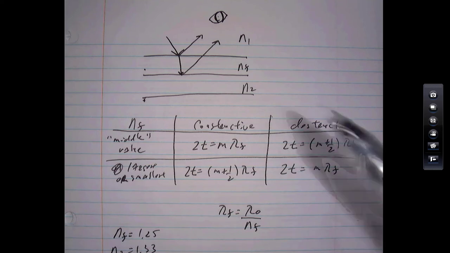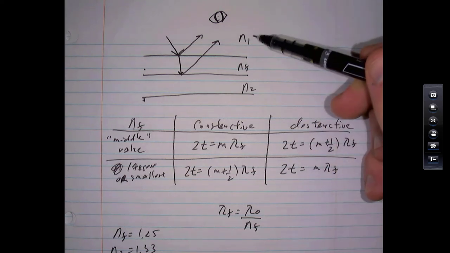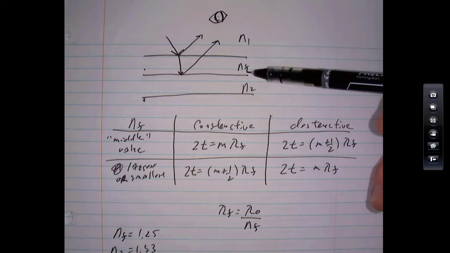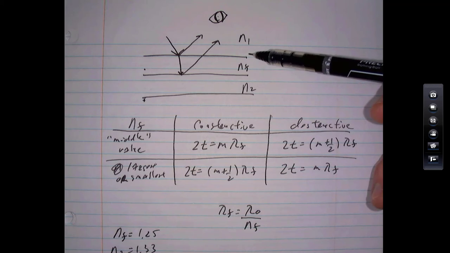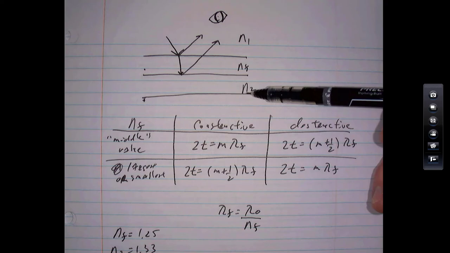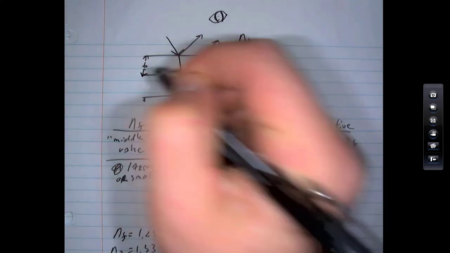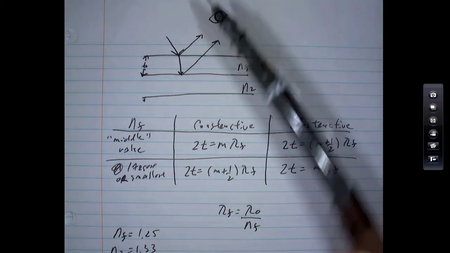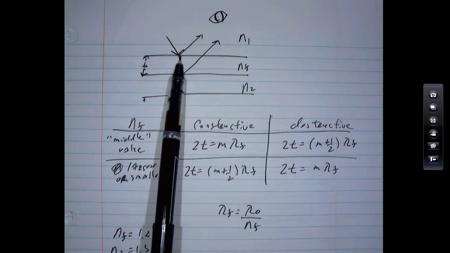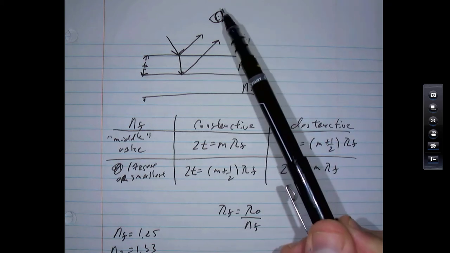So here's the idea. Up here is probably just air in this problem. I just called it N1 to leave it general. Here's film that is floating on top of something. So index of refraction of film floating on water in this problem. Okay, and the thickness of the film is T. So light comes in, some of it's reflected from this surface. Some of it is transmitted through the film and then is reflected at this surface. And here's your eye up here.